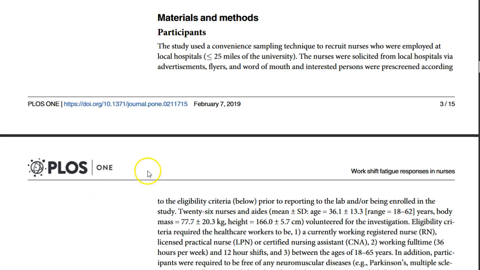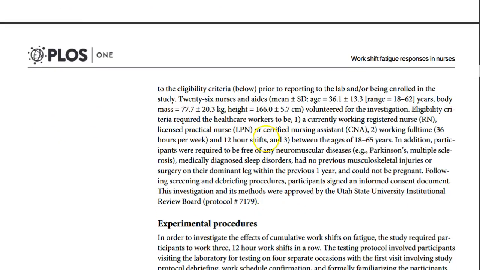So first, we're going to look at the study participants, the inclusion-exclusion criteria. So they're going to tell us that they use a convenient sampling technique to recruit nurses who are employed at local hospitals. Okay, that's fine. And the way that they did that was advertisements, flyers, and word of mouth. So people who are interested in participating were then pre-screened according to eligibility criteria. So that'd be your inclusion-exclusion criteria. So here we go. Eligibility criteria.